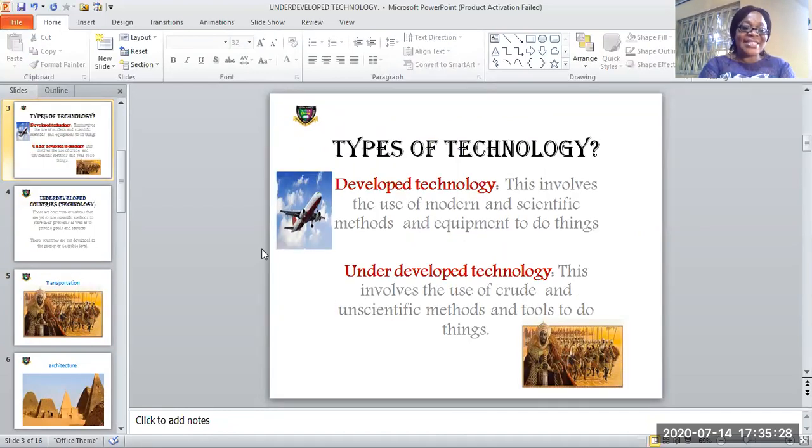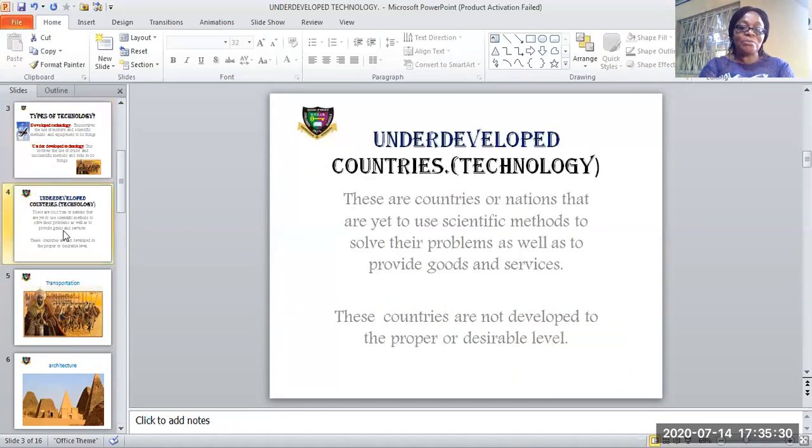They are yet to use scientific methods to solve their problems as well as to provide goods and services. In other words, these countries are not developed to the proper or desirable level.